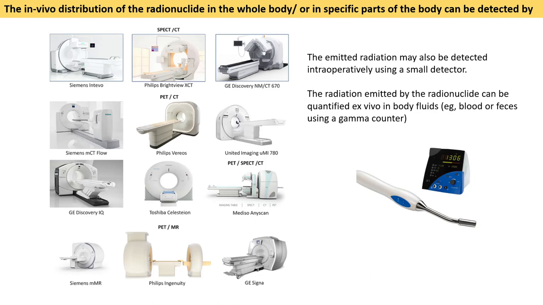Apart from these, the emitted radiation can also be detected intraoperatively using a small detector. For example, we can see this small detector which is being used intraoperatively. And the radiation emitted by the radionuclide can also be quantified ex vivo in body fluids like blood or feces by a gamma counter. So we can see a wide variety of things we can do, from imaging to detecting to counting. All these things can be done by means of detectors.